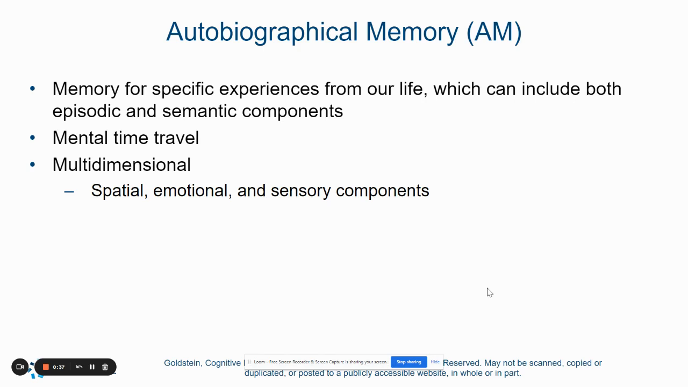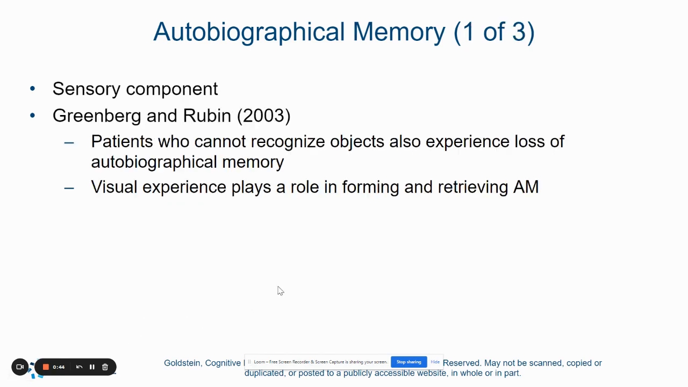Autobiographical memory can also involve mental time travel and multi-dimensional things such as spatial, emotional, and sensory memory. The sensory component of autobiographical memory has been studied by Greenberg and Rubin in 2003. This is when they looked at patients who couldn't recognize objects and how they experience loss of autobiographical information. So their visual experience played a role in their ability to form and retrieve memories.